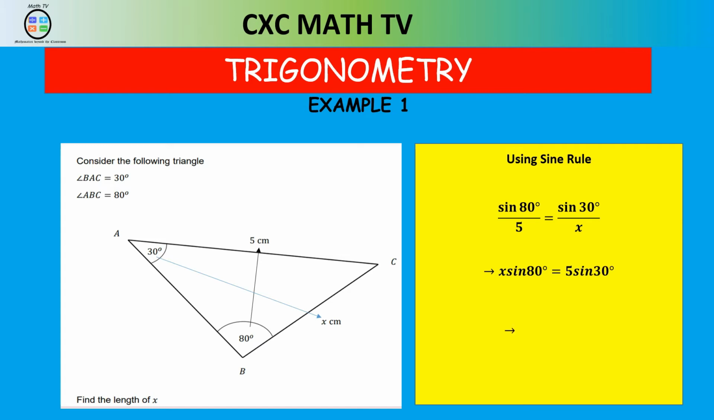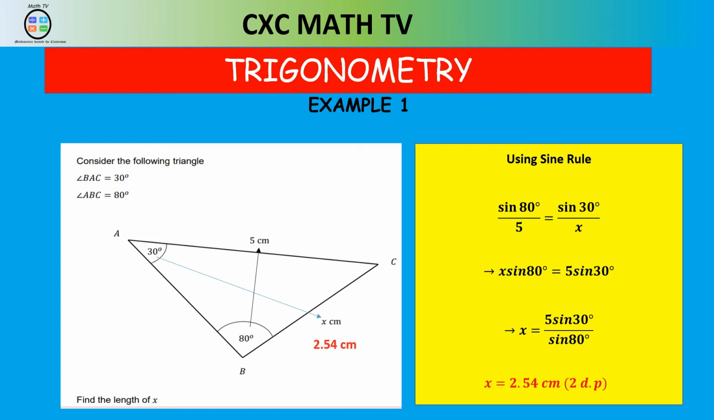We just divide both sides now by sine 80 degrees, and so x is equal to 5 sine 30 degrees divided by the sine of 80 degrees. You put that into your calculator and you get 2.54 centimeters. And so x is 2.54 centimeters. Beautiful. And that is sine rule right there.